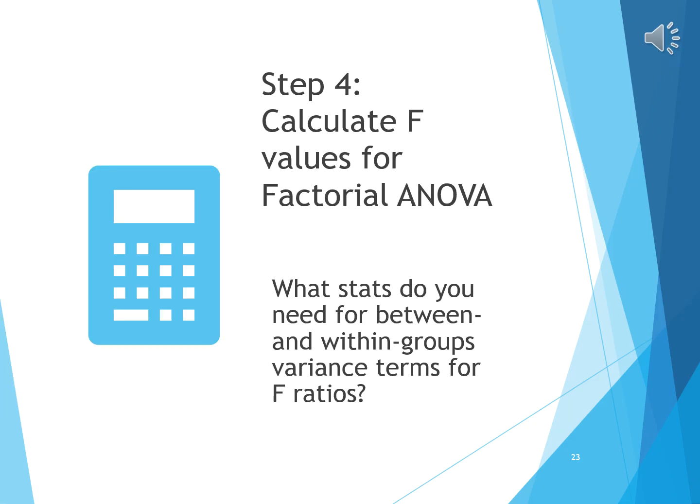And of course in step 4 we actually need to calculate the F ratios, or F values, for each of these 3 different tests we're conducting. 2 tests for the effects of main effect 1 and main effect 2, and then the test for the effect of the interaction term. So we have to think about what statistics we actually need in order to calculate between and within groups variance for these F ratios, because we're going to have 3 different F ratios. Well, it's going to get a little complicated here, so bear with me, and we'll walk through it together.